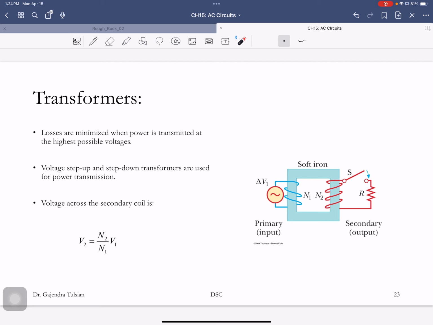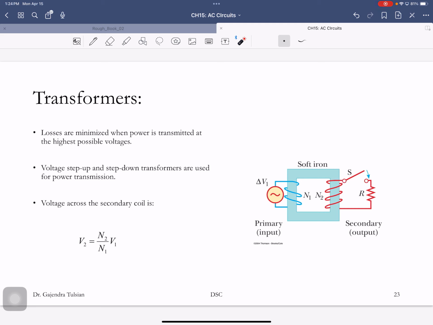All right, so here's a transformer. You saw that transformers only work with AC sources. So you attach an AC source and the magnetic field switches back and forth, which induces a voltage here. So the voltage in the secondary coil is N2, the number of turns in the secondary coil, divided by N1, the number of turns in the primary coil, times the amplitude of the voltage in the primary coil.